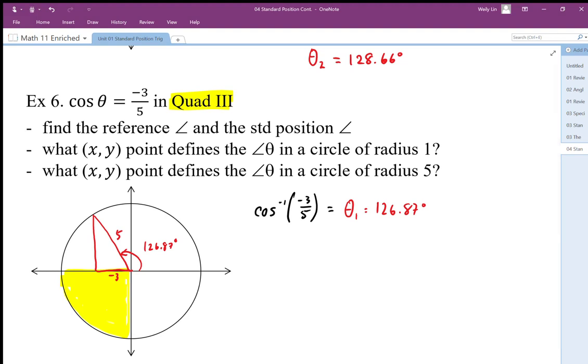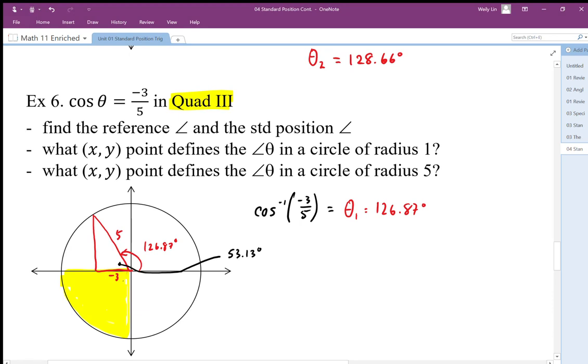First things first, I'm going to find the reference angle here. So I'm going to subtract that from 180. My reference angle in here works out to be 53.13 degrees. Okay, so that's my reference angle. I need to really make sure I find the right position though.